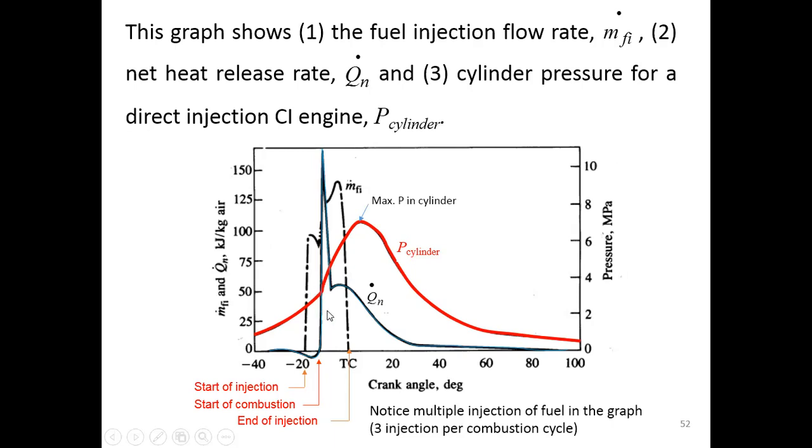And then when combustion happens, again, you see the rise of the pressure until it goes up to the maximum pressure here. And after that, it decreases. And again, the maximum pressure is away from the top dead center, same as the SI engine. So this is the characteristic of 3 main parameters during combustion: the fuel injection, the net heat release rate, and the cylinder pressure.